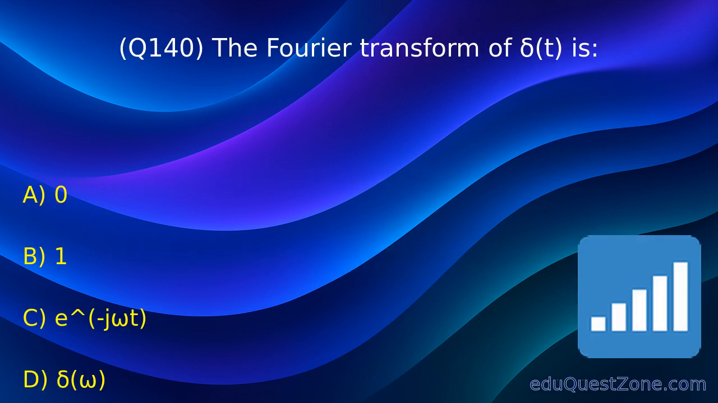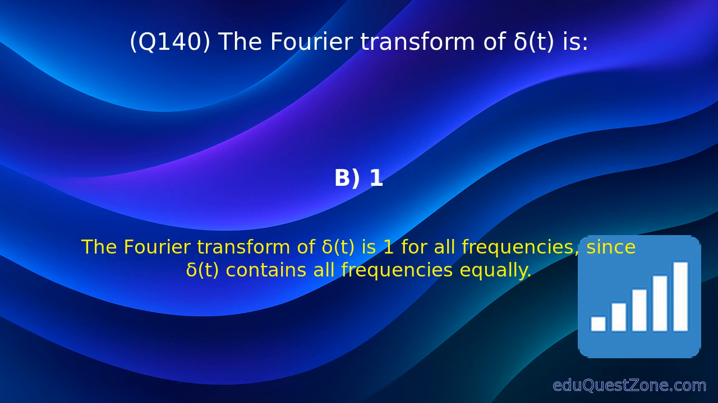Question 140. The Fourier transform of delta t is... Option B, 1. The Fourier transform of delta t equals 1 for all frequencies.